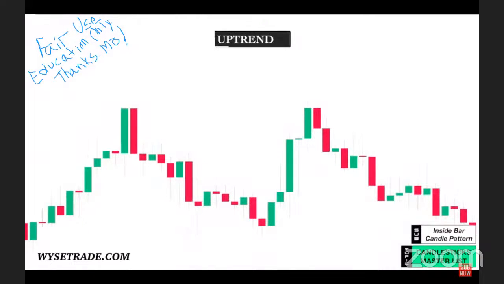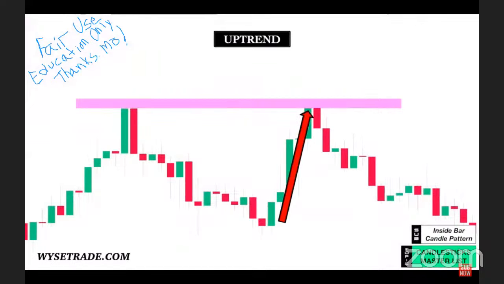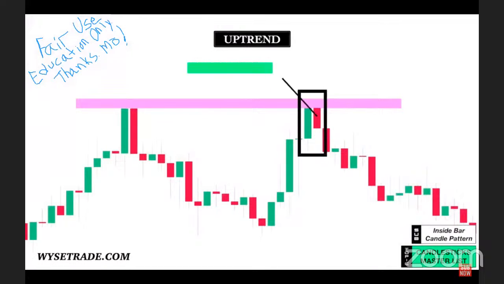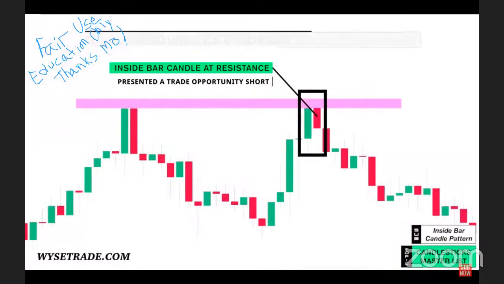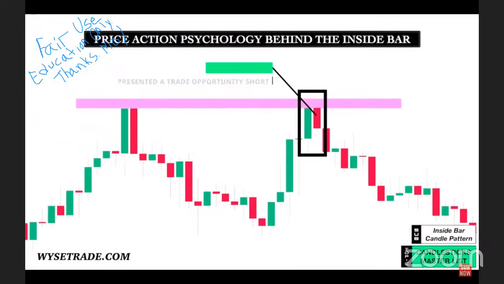starting with an uptrend. First, price came up, hit and reversed, giving you a key level of resistance. As price came back up, you had the inside bar pattern form right at the key level of resistance, which presented a trade opportunity short. So what is the price action psychology behind this pattern?